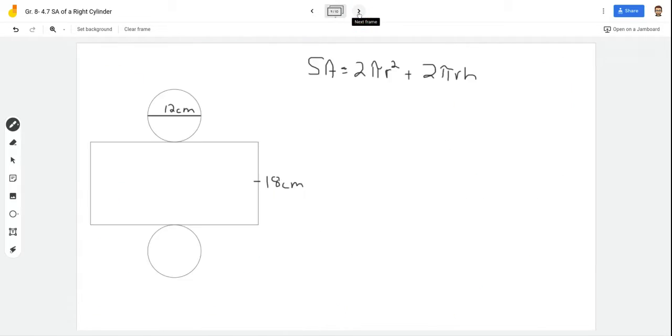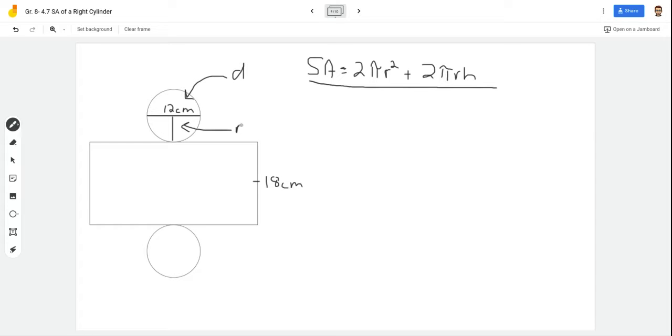Okay, now I did talk about which formula to use yesterday in our class, and this is the formula that you would use. Surface area equals 2 pi r squared plus 2 pi rh. Now, when you look at a net, you have to make sure that you look at this number that I just drew the black arrow to. This is the diameter, and the formula requires us to have the radius. So don't forget that the radius is, of course, half of the diameter. So half of 12, our radius would then be equal to 6 centimeters.